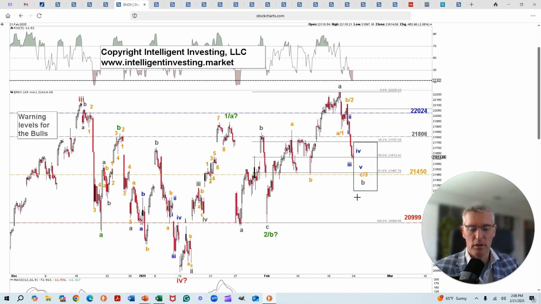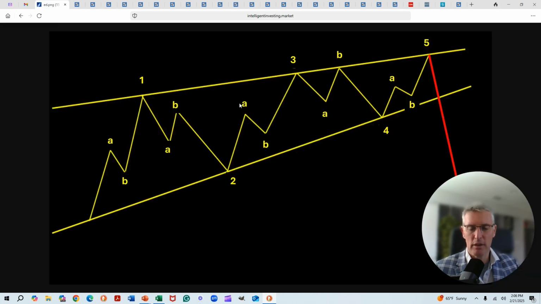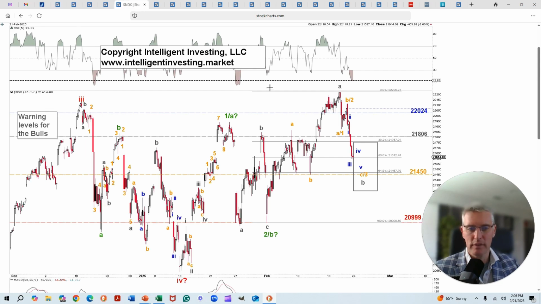So this is the target zone. We're right there, as forecasted yesterday. We're right in it. No harm done. So then we have 1A, 2B, and this is then A of 3. We're now in B of 3, and then we get C of 3. All right. And then we get ABC for 4, ABC for 5. See that? Okay. Very messy. Very hard to follow.